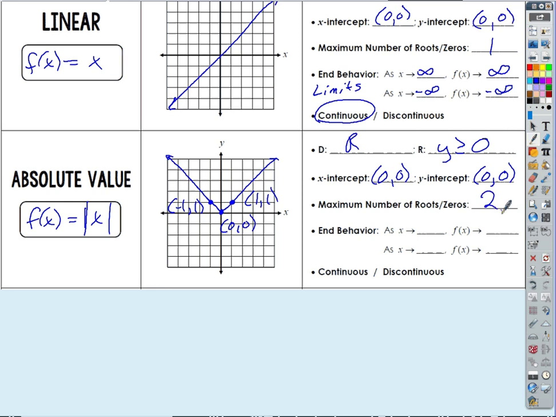Now fill in these blanks. As x approaches infinity, what does y approach? f of x approaches what? Infinity. Good. As x approaches negative infinity, f of x approaches positive infinity, doesn't it? Everybody see that? Because as we go to the left forever, we also go up forever, right? We're talking about the parent graph. Is this one continuous or discontinuous? Continuous. I can draw this thing without ever taking my pen off the board, right?